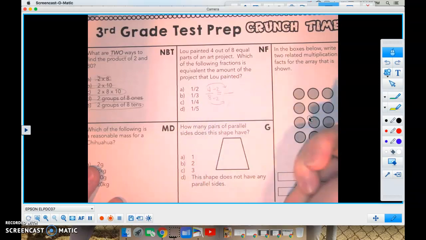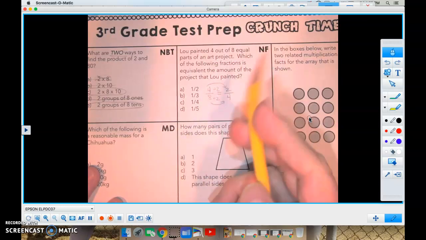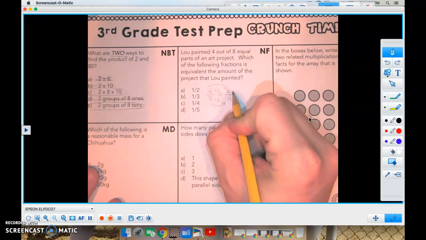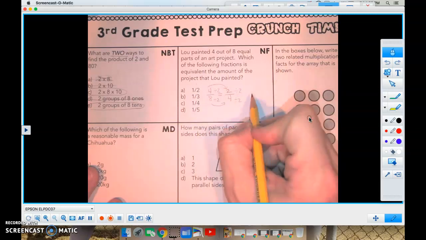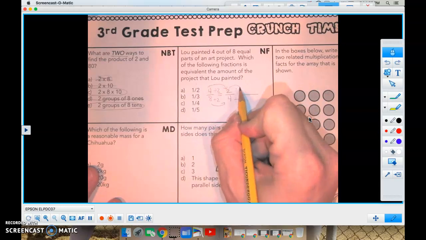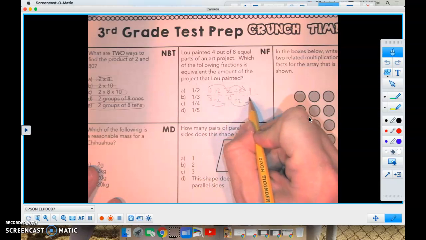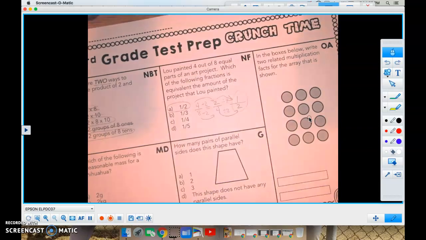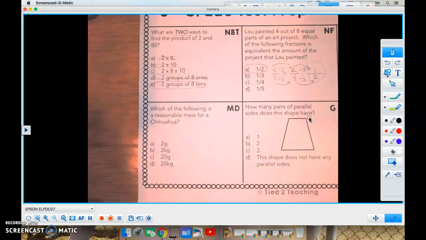Remember that, right? 4 divided by 2 is 2. 8 divided by 2 is 4. Oh, I don't see it. You know what? Let's divide by 2 again. 2 goes into both of those, right? So, 2 divided by 2 is 1. 4 divided by 2 is 2. 1/2. There it is. 1/2. Yeah. All right, which of the following is a reasonable mass for a Chihuahua?